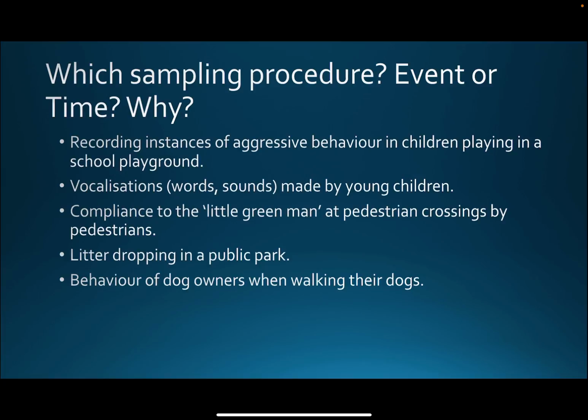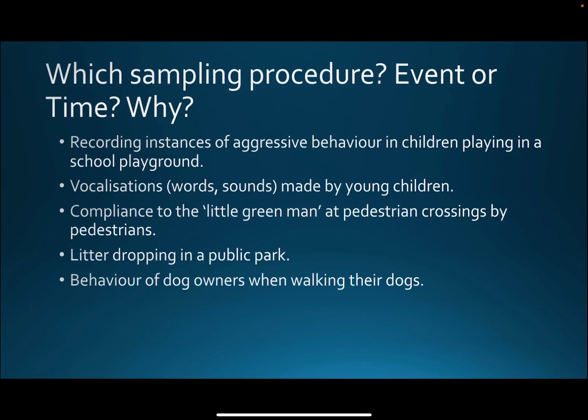Compliance to the little green man at a pedestrian crossing by pedestrians. Well, again, you're not going to have that many examples of behaviour. It's either going to be, are they going to follow the green man or not follow the green man? It's probably not going to happen very often, so event sampling would be fine. Litter dropping in a public park, again, it's not going to be confusing or difficult to collect data for every time someone drops a piece of litter. It should be feasible to do event sampling.